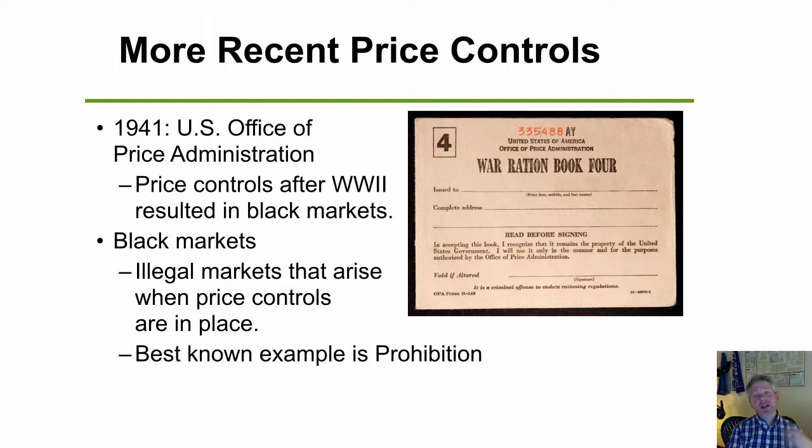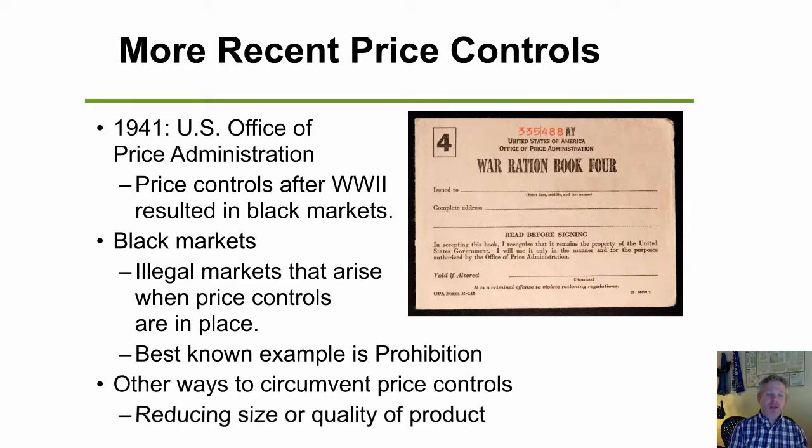But that doesn't only happen when there is a prohibition. It can also happen when there is just a price control and people want to get around that price control. So other ways that people circumvent price controls is that they reduce the size or quality of a product. All right, so you can tell me the maximum price I can sell something for, but if you don't specify the quality or the size of the product, I can then change the product on those margins so that the price better reflects what the market would bear for it.